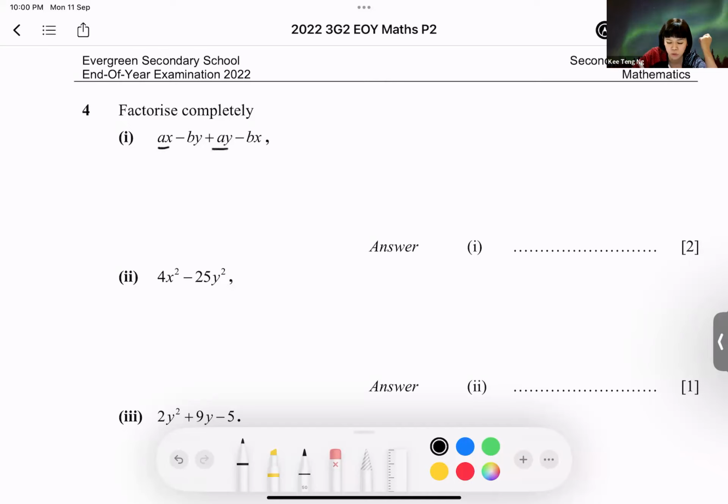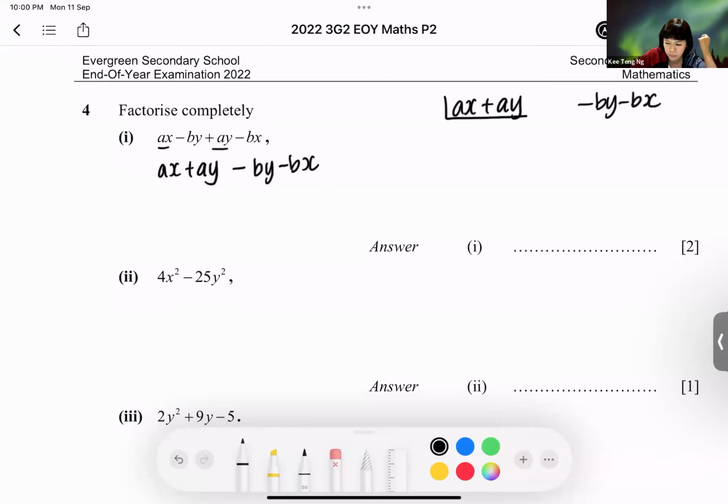I'll group AX with AY. So AX plus AY, one group. Then I will have a second group, negative BY minus BX, the second group. Okay, then always take note of the sign. Now, first one, let's see AX plus AY. What factor do we have in common? AX, AY, so obviously A. This will be X plus Y.